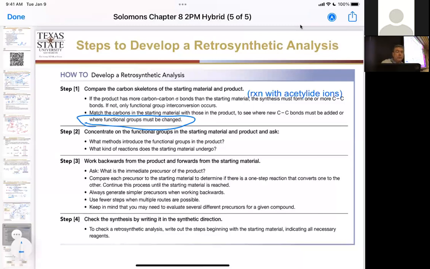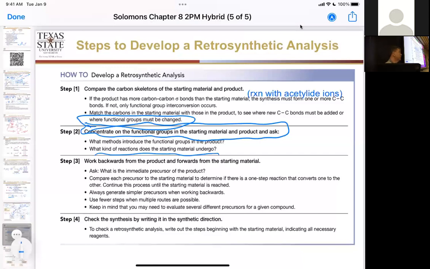Okay, now you then concentrate on the functional groups of the starting materials. And so what you need to ask is, what things would do a reaction that would give me this new carbon-carbon bond, or this new halogen bond, or this new alcohol? What reactions do I have that would do these? And we kind of back up from that. And then what kind of reactions can we do? So what functional groups and what kind of reactions can we do?